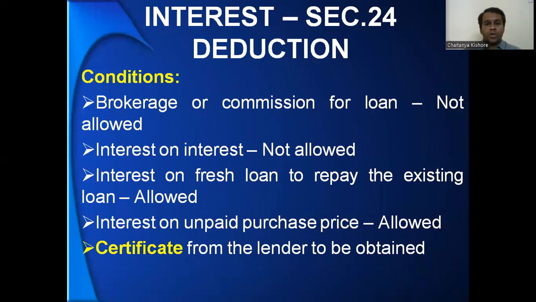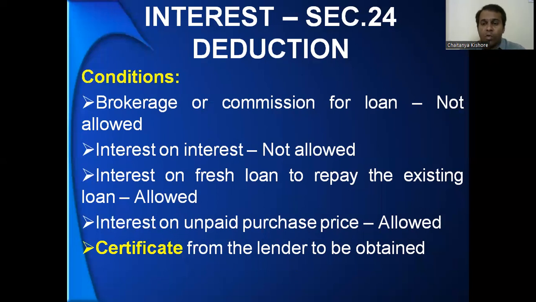And interest on unpaid purchase price. See, you have taken a house from a builder and registered it in your name, and you have paid, assume it's a 50 lakhs flat and you have paid 40 lakhs, so there's a due amount of 10 lakhs. On the due amount of 10 lakhs, the builder charged you some interest and you're paying that interest. So here there is no loan, but it is interest on the unpaid purchase price, which is eligible for section 24 deduction.